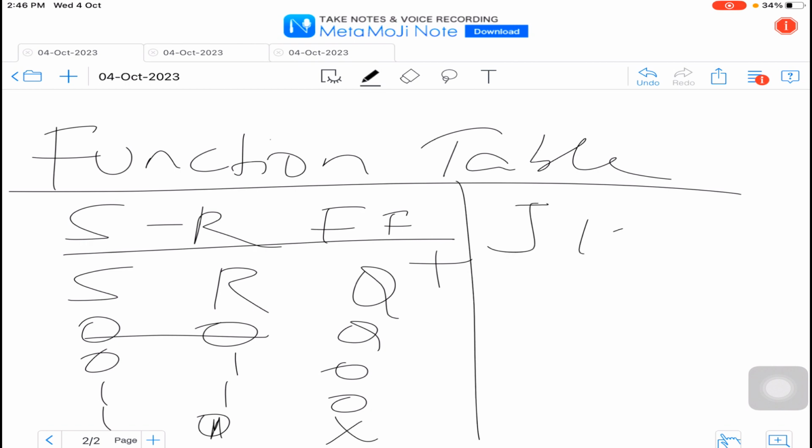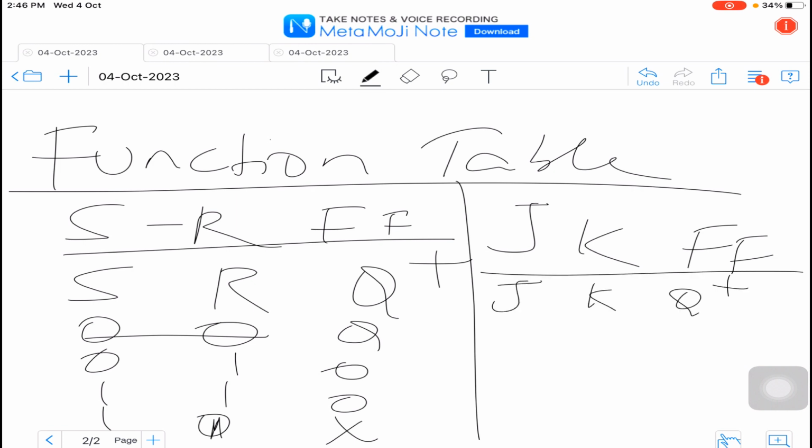Similarly, when we take the JK flip-flop, again two inputs J and K and the output as Q plus. So we have four combinations 0 0, 0 1, 1 0 and 1 1. So Q plus outputs: when it is 0 0, previous condition, it is Q; 0 1 it is 0; then 1 0 it is 1; and 1 1 it is Q bar, the reverse of whatever you get.